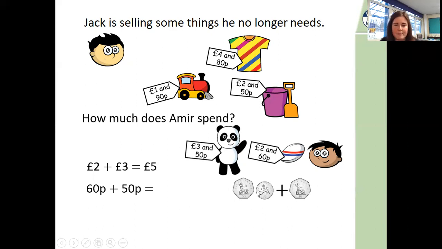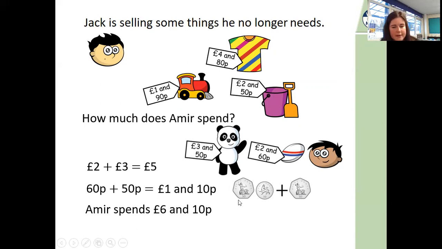There you can see 60 pence add 50 pence. And from talking about coins, especially from yesterday's lesson, we know that 2 50s make £1. And then we've got the 10 pence as well. So 60 pence add 50 pence equals £1 and 10p. So Amir in total spends £6 and 10p, because we have to remember that £5 first of all, from the £3 add £2, and then £1 and 10 pence from 50p add 60p. Combine that together, Amir spends a total of £6 and 10p.